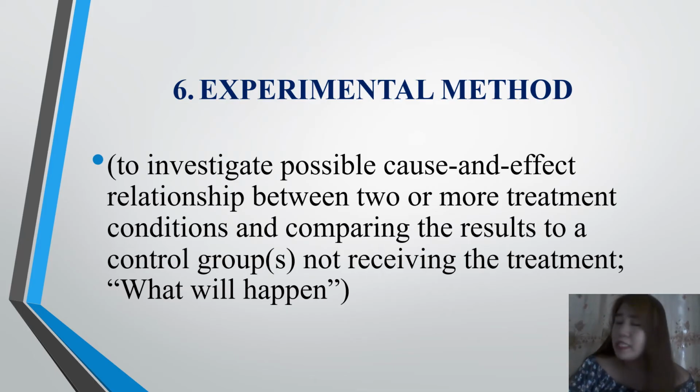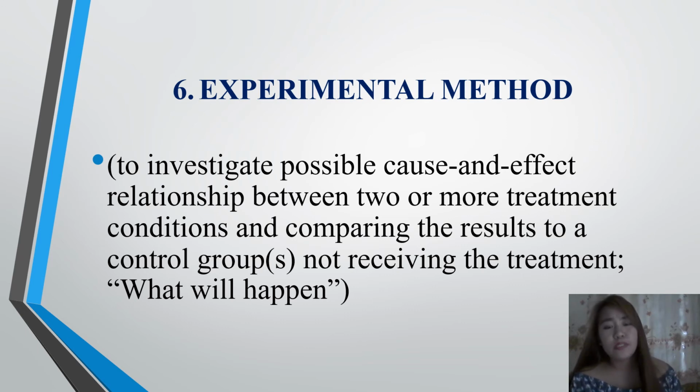Number 6, we have experimental method. When we say experimental method, we are pertaining to investigation of possible cause and effect relationship between two or more treatment conditions and comparing the results to a control group not receiving the treatment. So, what will happen? Okay?